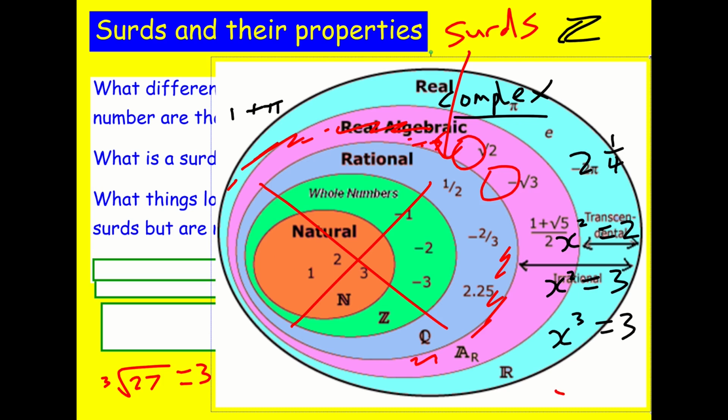I'd say I'm pretty confident things like root 2 plus pi is actually not a surd because immediately you've got things like pi in there. So you'd be within the real numbers but not the real algebraic. Although having said that, basically everything we're doing could still be applied to this kind of number. So it's not too much of a worry if you do classify that as a surd.